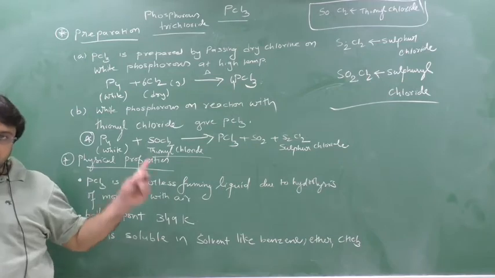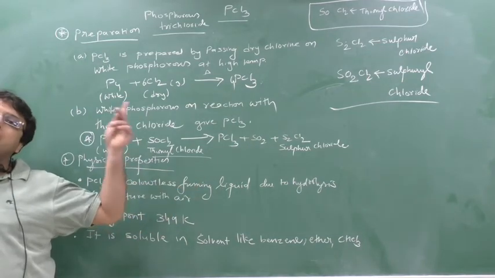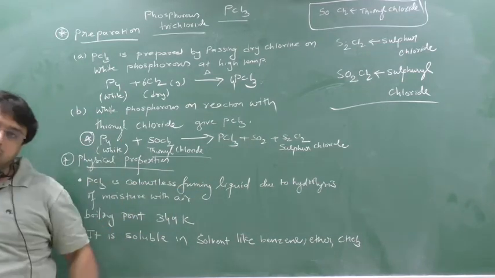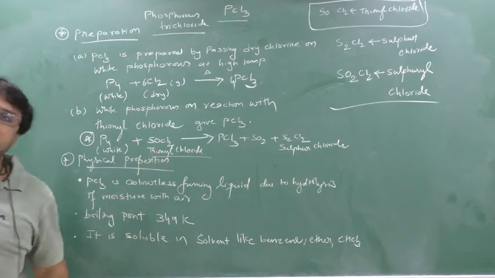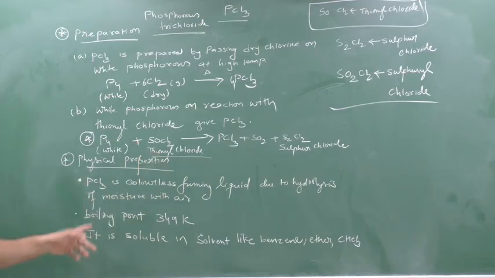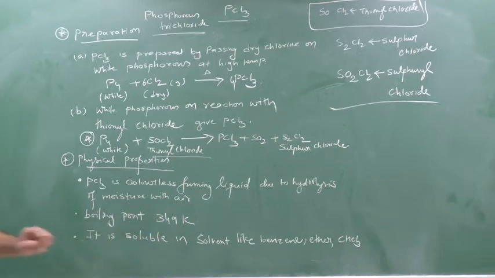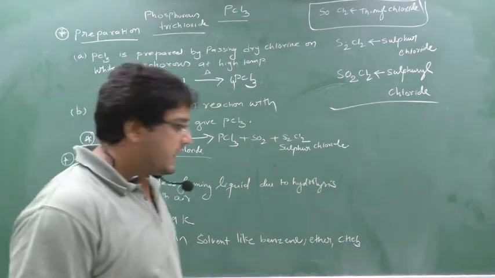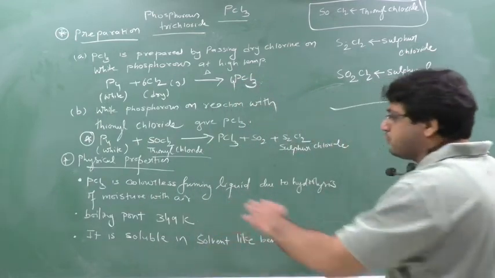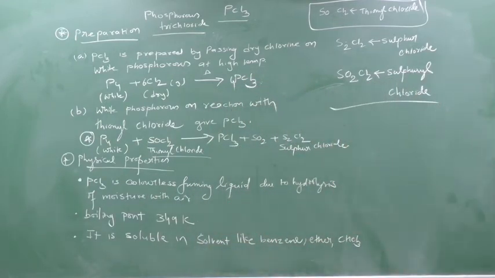It will start to form fumes due to the hydrolysis of PCl3 with the moisture present in the air. This point is clear. Next point, its boiling point is nearly 349 Kelvin. Next, this point is very important: it is soluble in solvents like benzene and ether, which means non-polar solvents. So PCl3 is soluble in non-polar solvents.